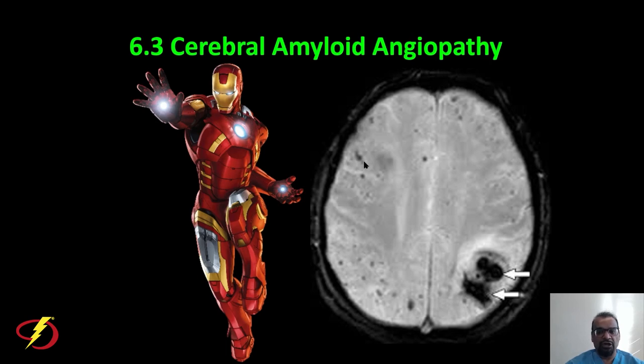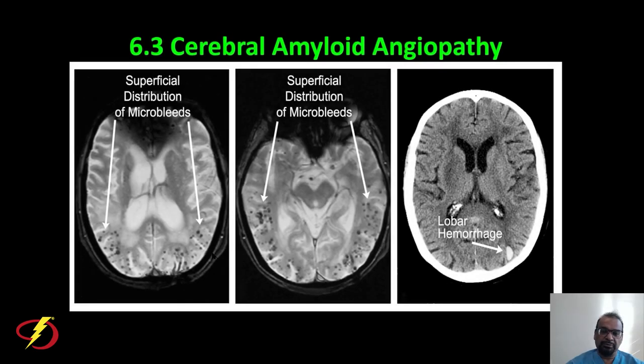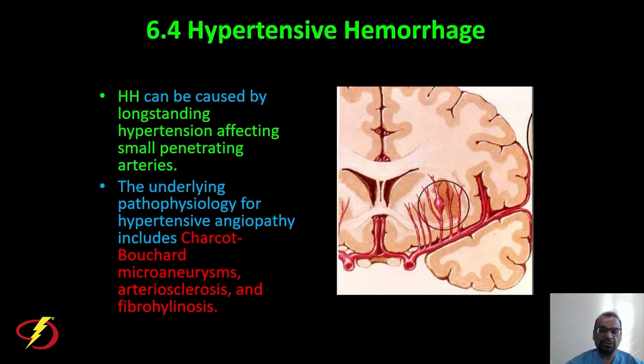That's why this appears dark on what we call MRI images that are susceptible to this, okay? So we're looking for these dark regions that basically at one point had small bleeds. That bleed is resolved, and the remaining iron deposition is what gives that dark signal. So again, with cerebral amyloid angiopathy, we're looking at the superficial distribution of microbleeds and superficial distribution of lobar hemorrhage. Now we're going to switch and focus on hypertensive hemorrhage.